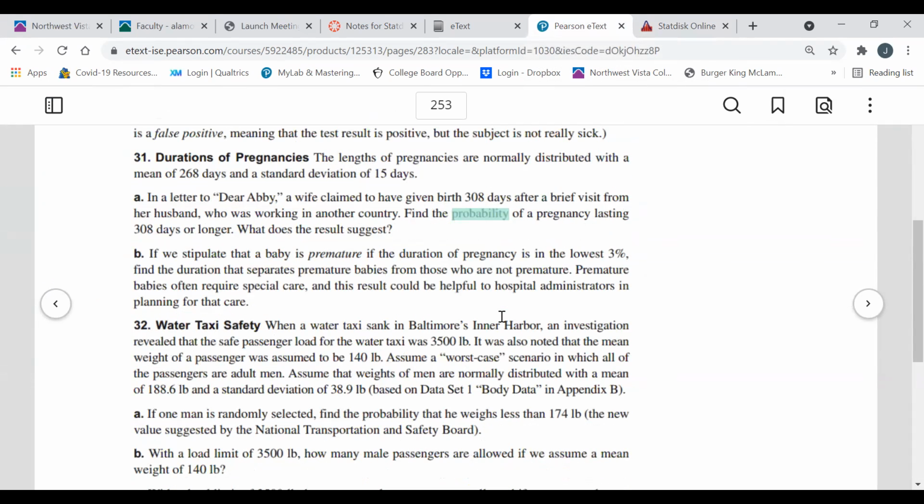If we stipulate that a baby is premature, if the duration of pregnancy is in the lowest 3%, find the duration that separates preemies from those that are not preemies. Premature babies often require special care, and this result could be helpful to hospital administrators in planning for that care.